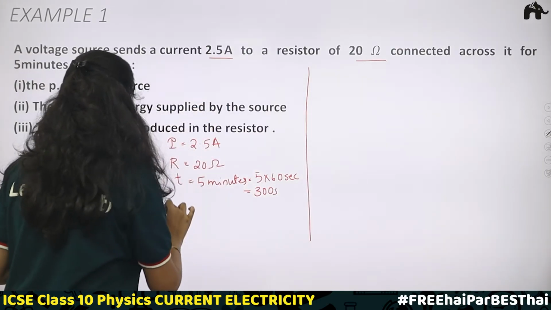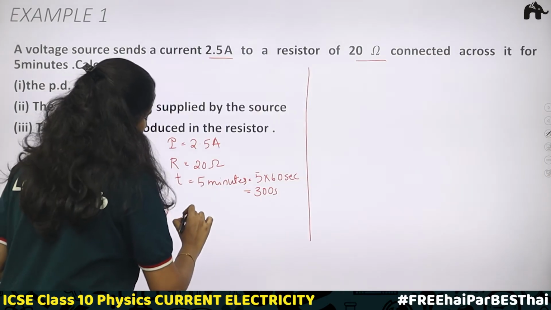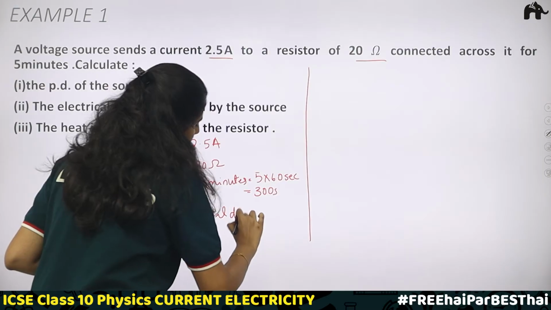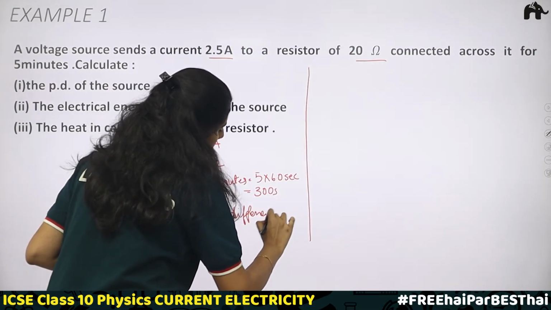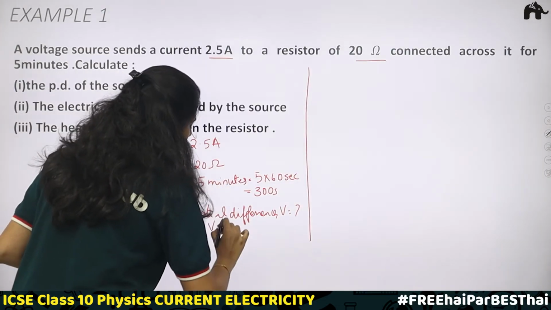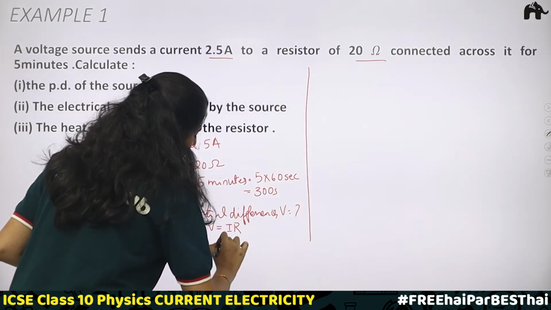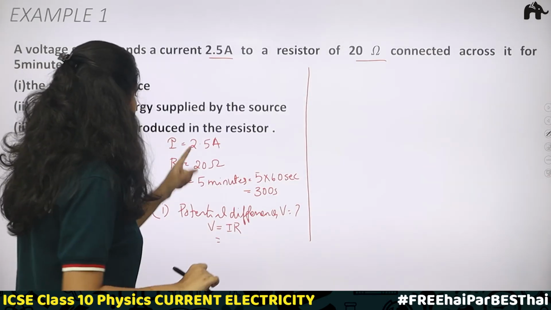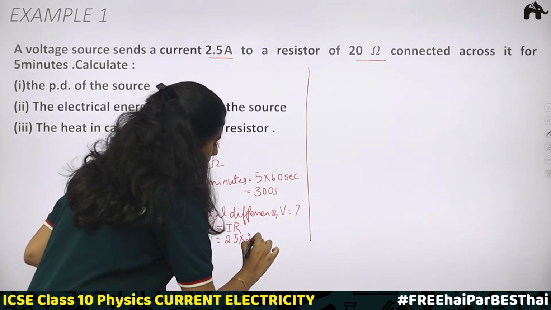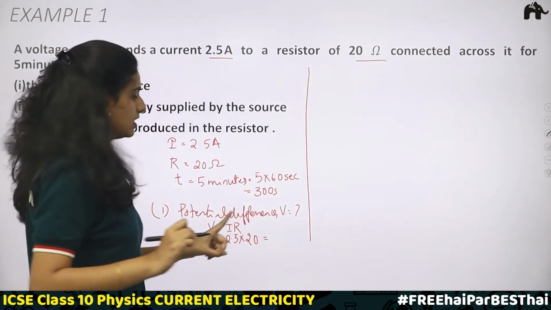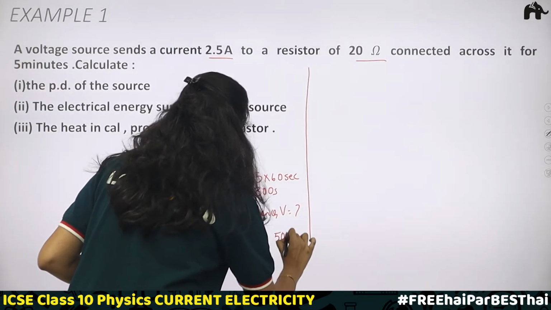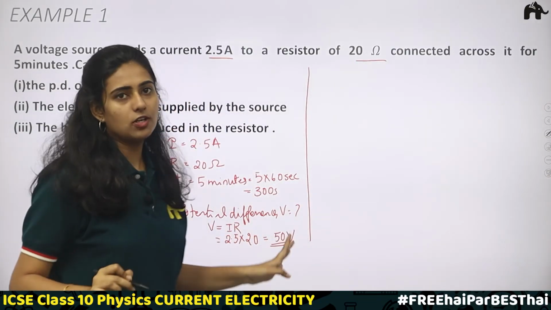So the first step, we have to calculate the potential difference. How to find potential difference when current and resistance are known? We have Ohm's law. According to Ohm's law, V is equal to IR. Just substitute the values. Here I, current, is 2.5 ampere and the resistance R is 20 ohm. 2.5 into 20, you will be getting 50 volts. So 50 volts is your potential difference.